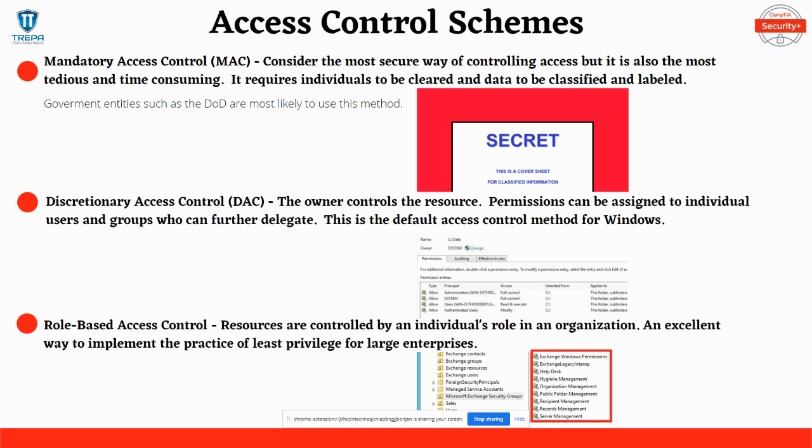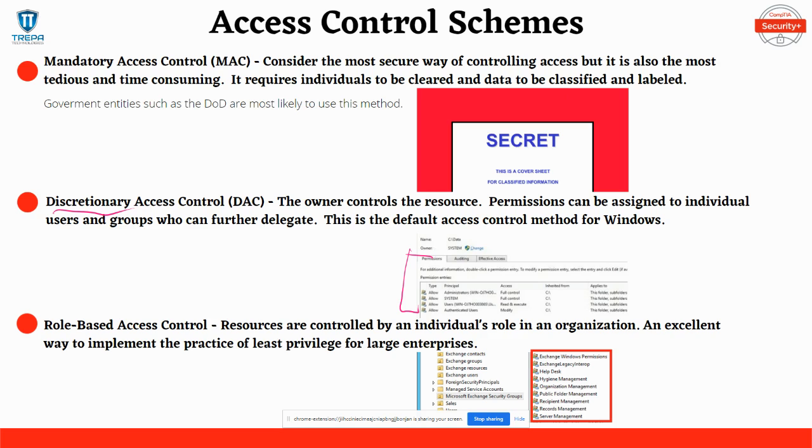Discretionary access control is the default access control used by Windows. In discretionary access control, the owner of the data determines who is granted access. For example, when you create a folder on your desktop and you want to share that folder with others, you right click, settings, share, right? And then you come to this screen where you determine who's going to get access to that shared folder. That's because you're the owner and that is discretionary access control.